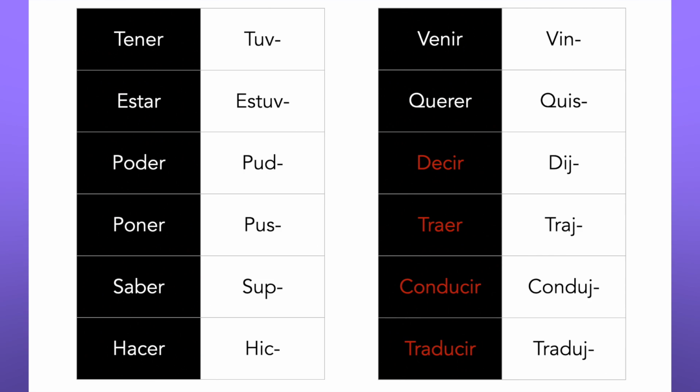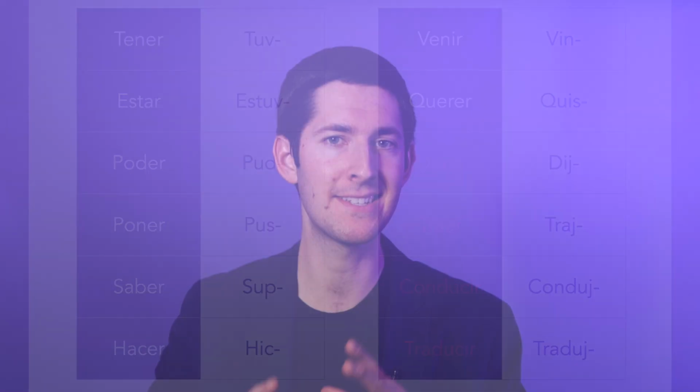And also on the right side, venir, querer, decir. So look how different they look. Venir, vine. Querer, quise. Of course, this isn't the complete conjugation. This is just where we're starting and then we're going to add endings to them. Therefore, for the irregular preterite verbs, there is a pattern, a conjugation pattern that we will follow.